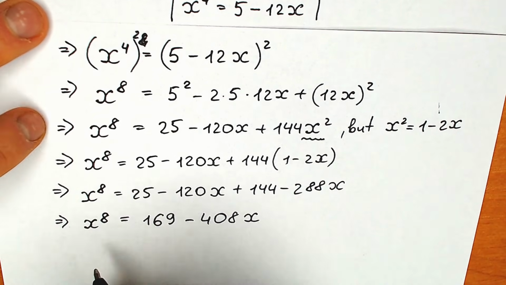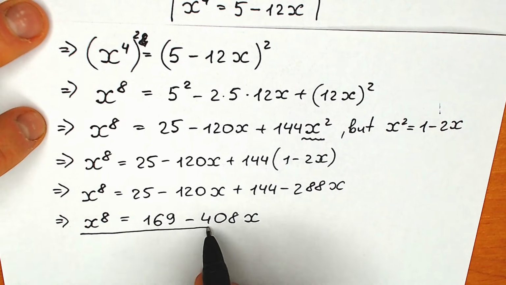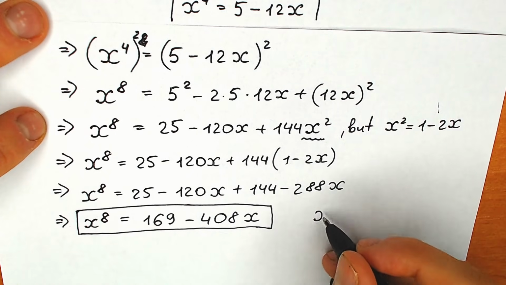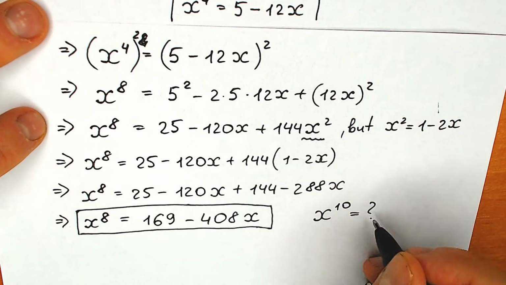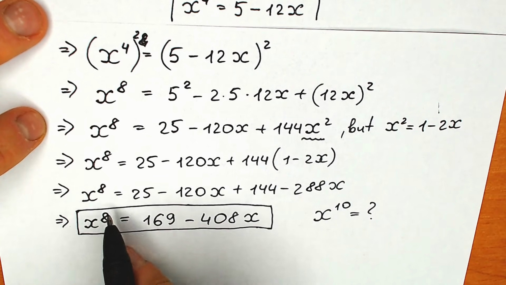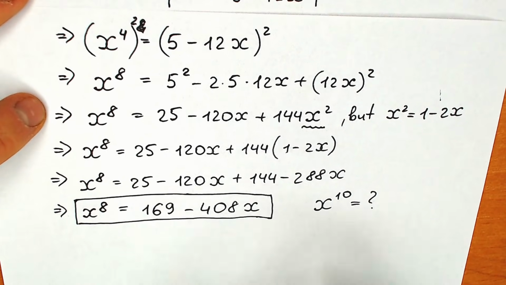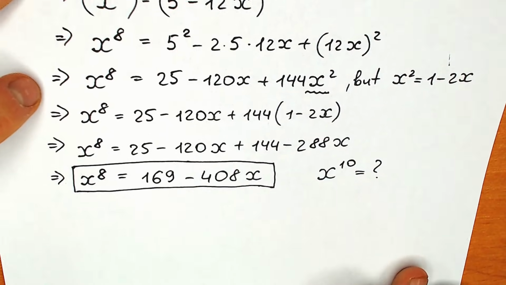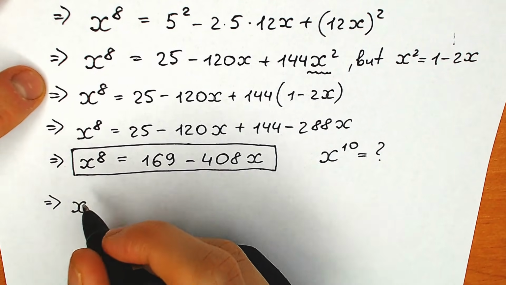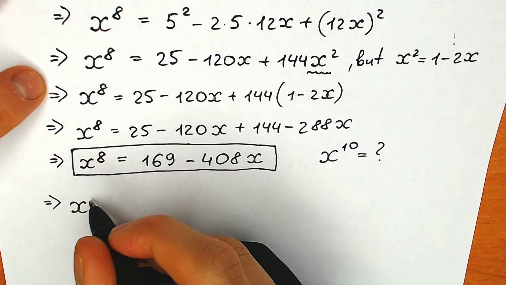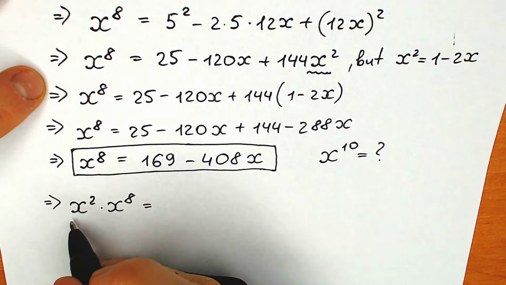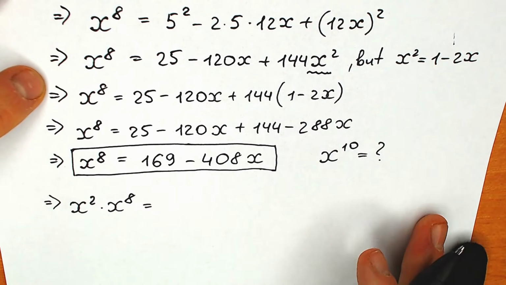Okay, this is x to the power 8, and we really need to underline this expression. And right now we need to find x to the power 10. This is the expression that we need to find. Right now we know x to the power 8, so the last step is to multiply x to the power 8 by x squared, and then we will get our x to the power 10. So let's do it. We write x squared times x to the power 8 equal to, and then we have our x to the power 10, the expression that we need to find.